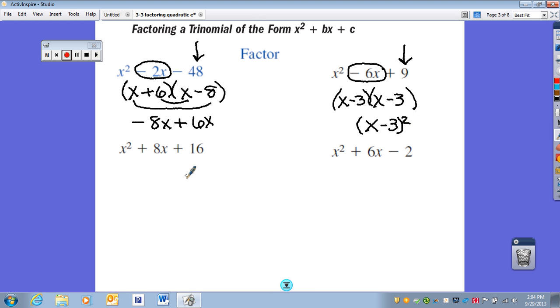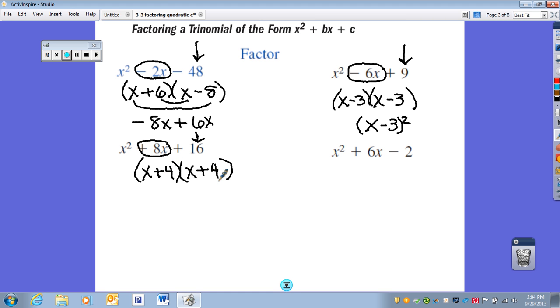You can also write these factors as x minus 3, the quantity squared. In our next example, we have x squared plus 8x plus 16. Again, our leading coefficient is 1. So to find our factors, we know that we multiply x times x to give us x squared. And then we find what two numbers I can multiply together that give me 16, but when I add them together, I get a positive 8. So that would be a plus 4 and a plus 4.